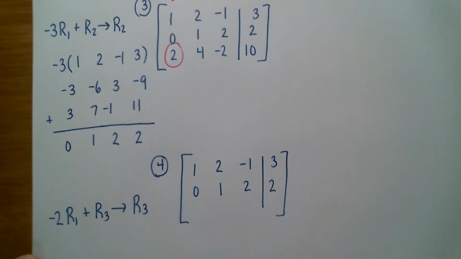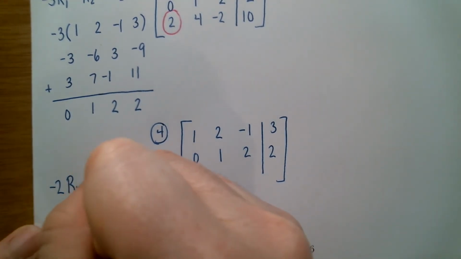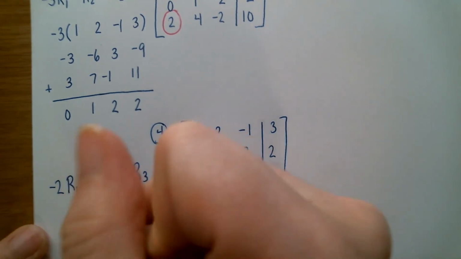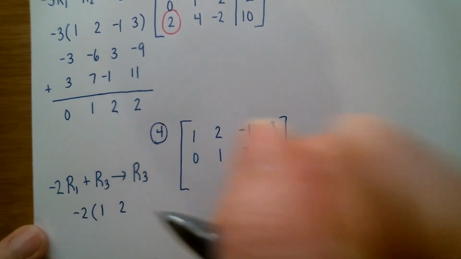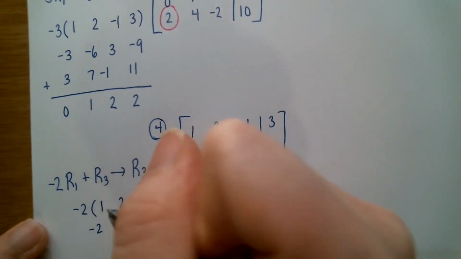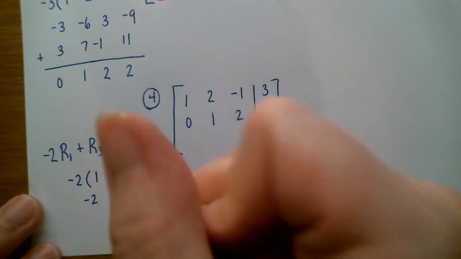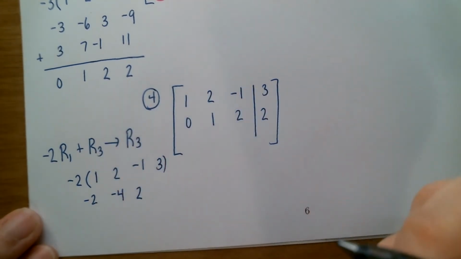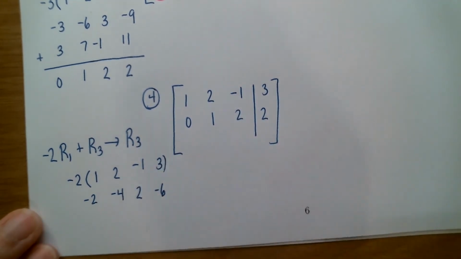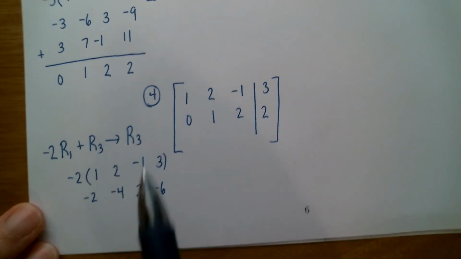Okay, and now I'm going to go do the work for the new third row. I'm going to multiply everything in row 1 by negative 2. So we're going to get negative 2, negative 4. Negative 2 times negative 2 is positive 2. Negative 2 times 6 is negative 6. Or sorry, negative 2 times 3 is negative 6. Okay, we are going to add that back to the third row.